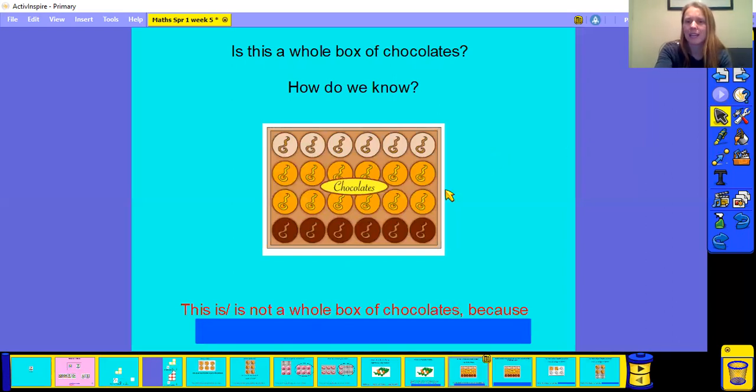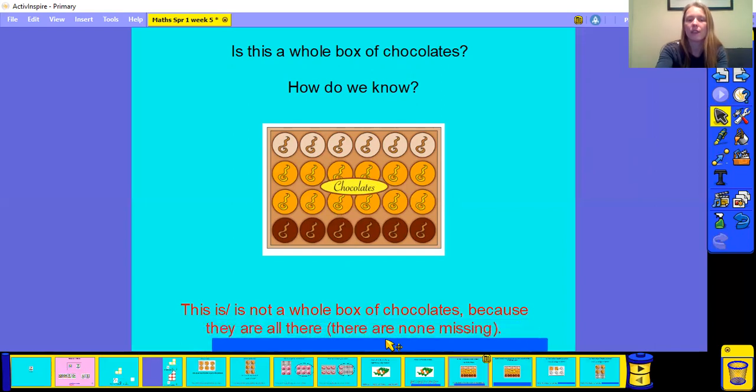It can be quite tricky to tell when there's a little label covering some of the chocolates. But if you look really carefully, it isn't covering all of them. So we know that this is a whole box of chocolates because they are all there. There are none missing. We have all of the chocolates. I can see that this chocolate is there, even though it's covering a little bit. I can see that this chocolate is there, even though that's covering a little bit too. And so is this one and this one.